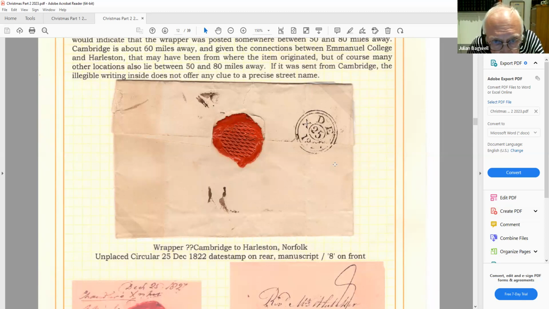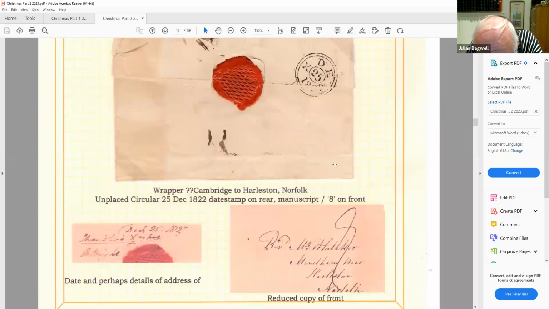And this one, I think, is addressed to Harlesden, and the chap it's addressed to was a reverend with a living that was owned by a Cambridge college, and 8 at the time would have been the rate from Cambridge to Harlesden. So I think it was sent from Cambridge. Not certain, but you know, sometimes you have to do a little bit of guesswork to decide where these things end up.